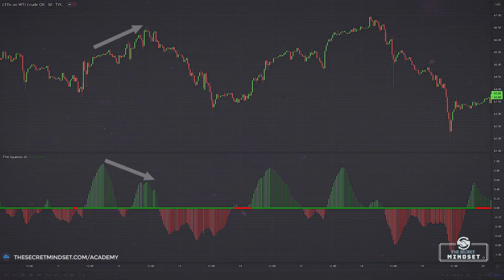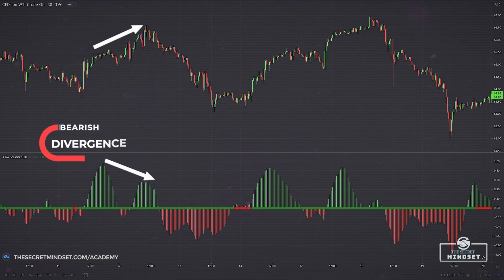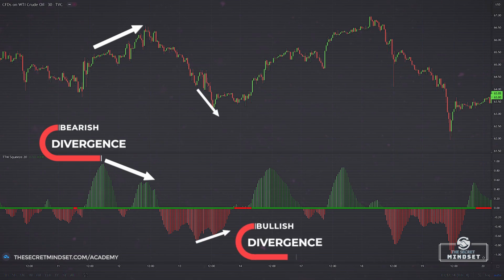Bearish divergence is when price is making higher highs, but the slopes of the histogram on the TTM are making lower highs on the positive side of the zero line. Bullish divergence is when the price is making lower lows, but the histogram is sloping toward the zero line from the negative side of the line.